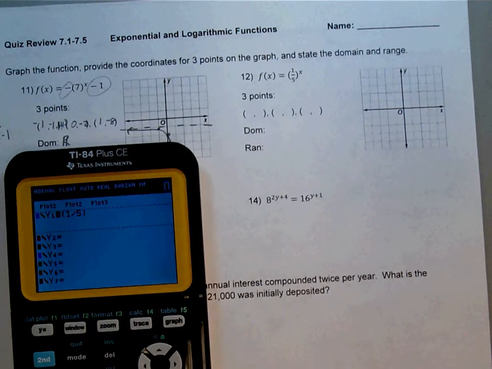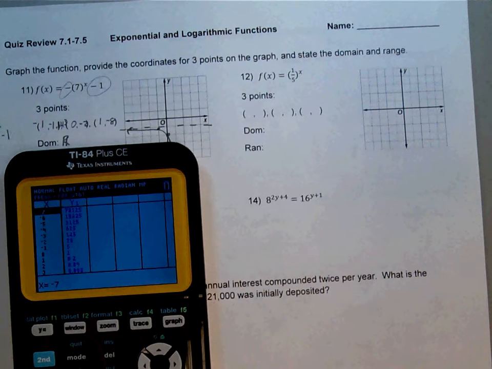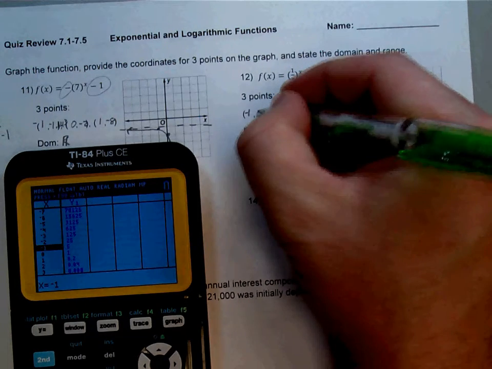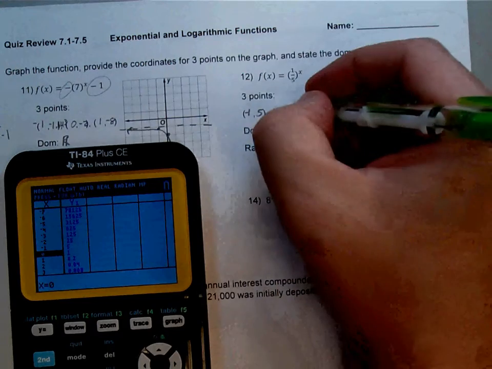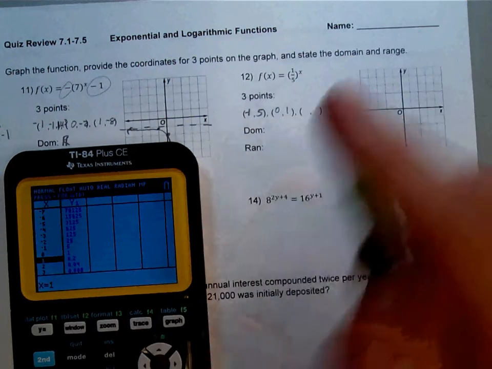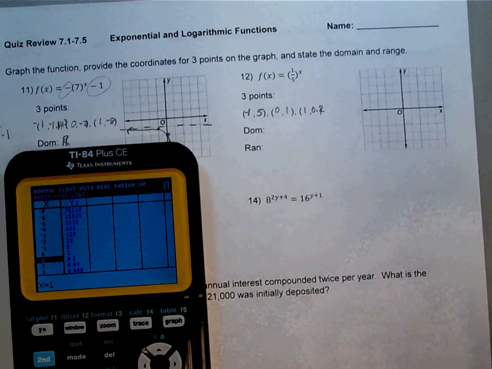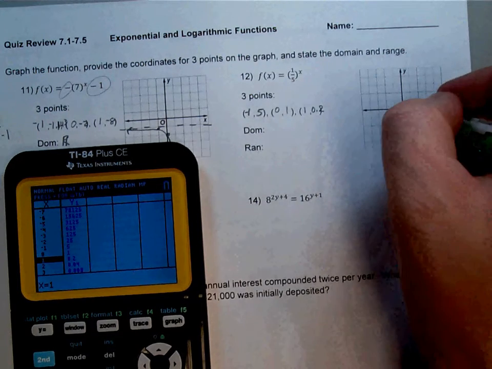Number 12, and type that one into the calculator. So we have 1/5 to the power of x. I'll go to my table here. Let's grab some nice numbers. Negative 1, 5 is something I can handle graphing. 0, 1. And then I'll also use this 1, 0.2. 0.2 is also called 1/5. So those are nice ones to graph.